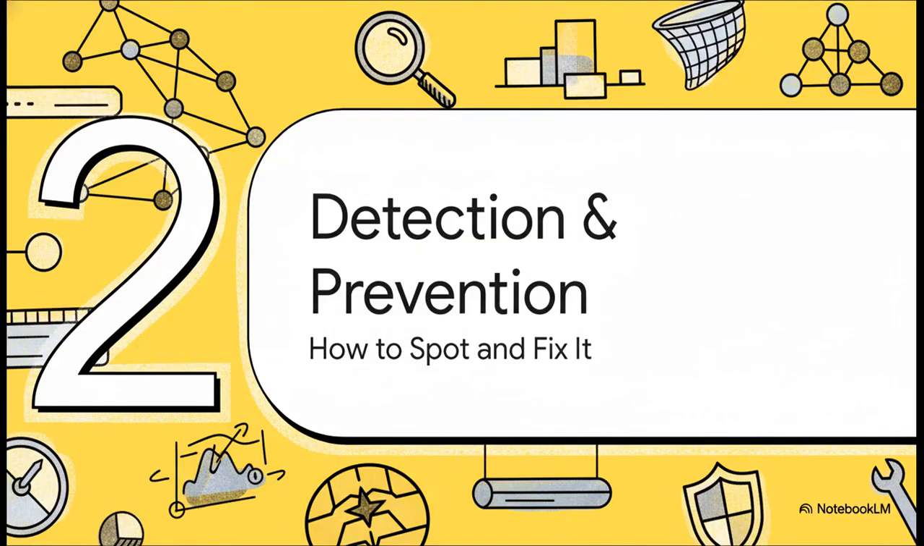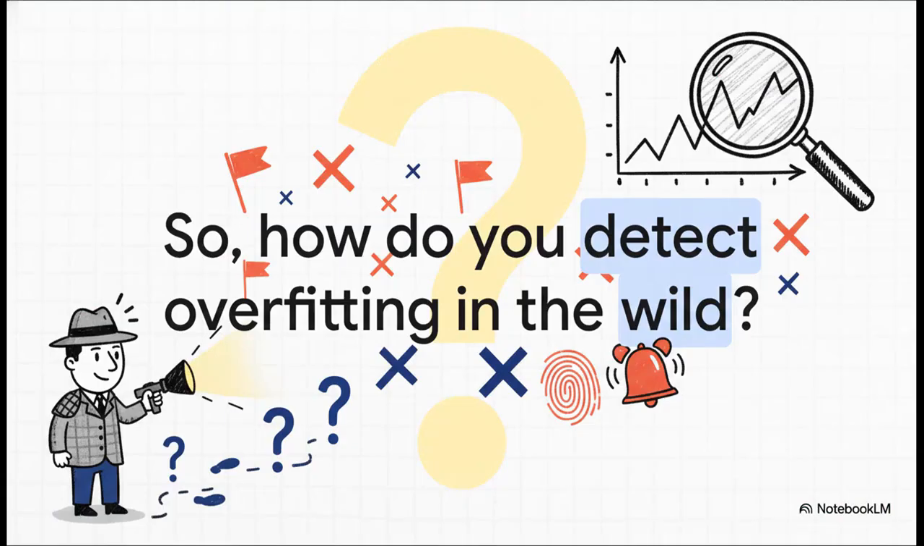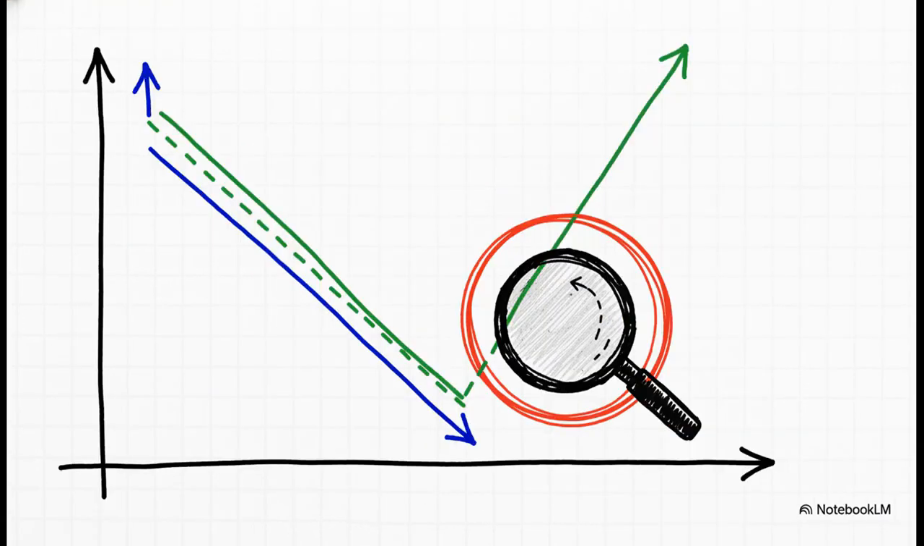Okay, so we get what it is, we know it's bad, but how do we actually catch this thing in the act? And more importantly, what can we do about it? Well, the good news is there's a classic telltale sign that pretty much gives overfitting away every single time. Here's what you're looking for. You need to watch your model's performance on two different data sets: the training data and a separate validation set.